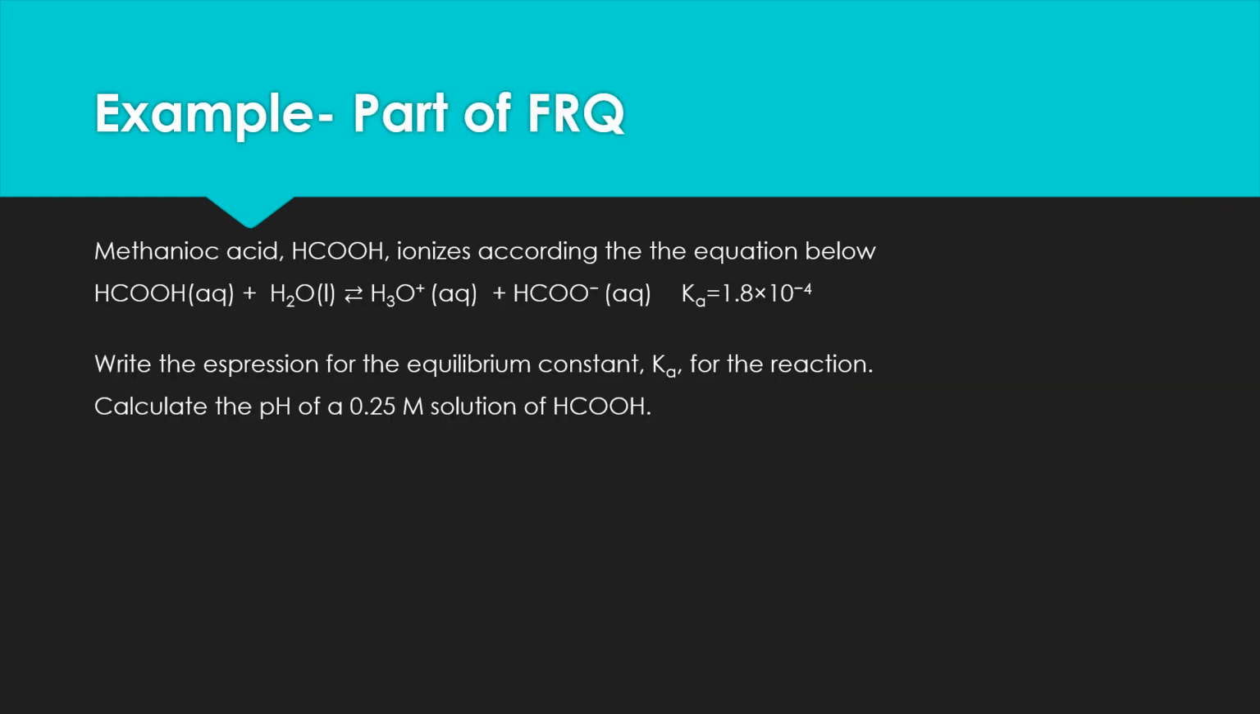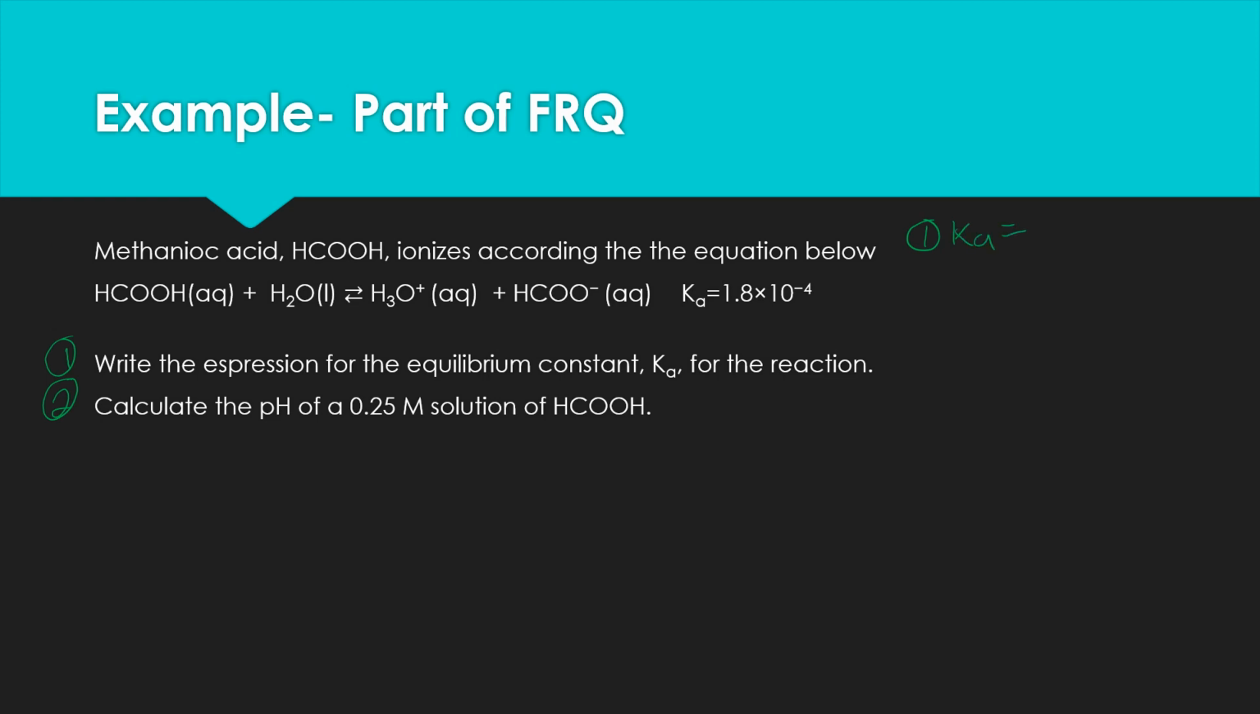Okay, so pulling an example from part of a released FRQ. It says methanoic acid and gives us our equation. Ionizes according to the equation below. So the College Board gave the reaction on this one and also gave the Ka value. Write the expression for the equilibrium constant Ka for the reaction. So that's our first step, part 1. And part 2, we want to calculate the pH of a 0.25 molar solution of HCOOH, the methanoic acid. So let's just do part 1 over here to save some space.